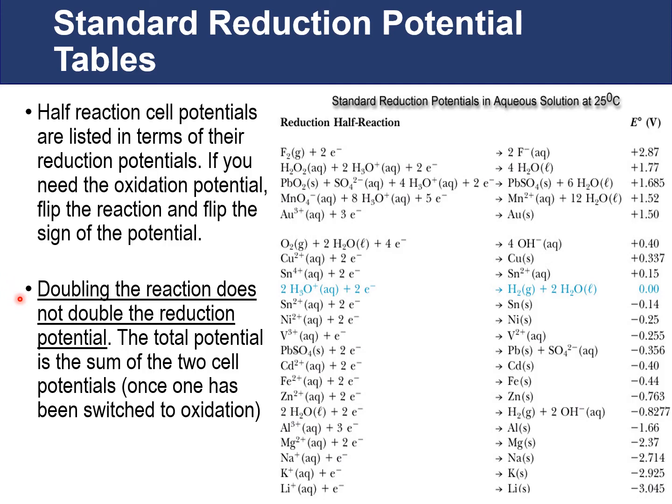Unlike our enthalpies and our Gibbs free energy, if you double the reaction, so for example, if we needed 2 nickels to balance out our reaction, here for the standard reduction potentials, you do not double the reduction potential. The total potential is going to be the sum of the 2 cell potentials once one of them has been switched for oxidation.